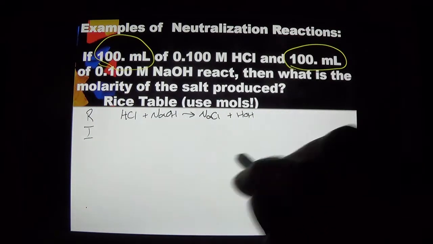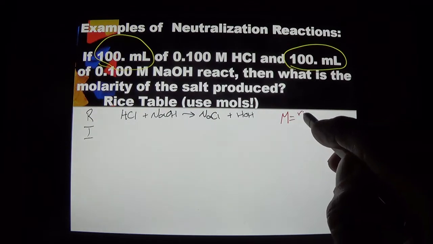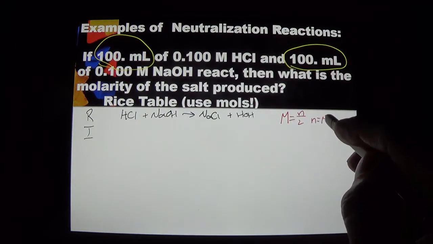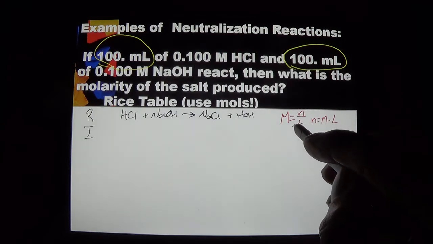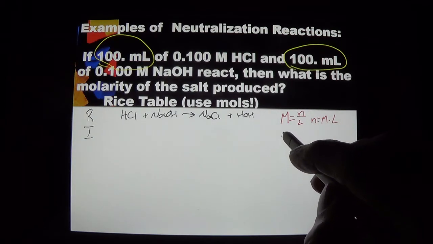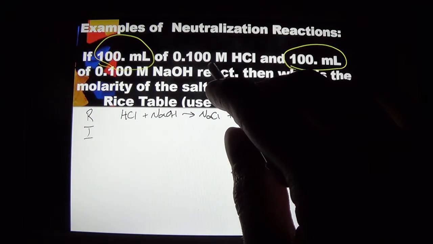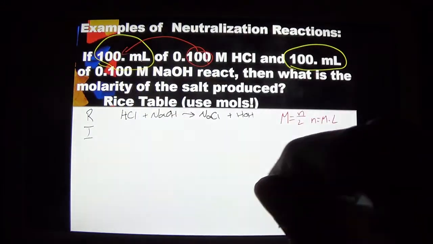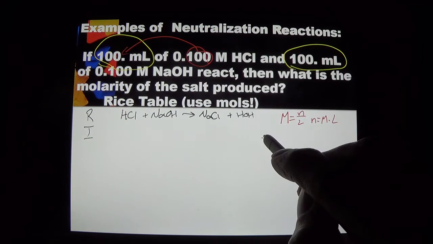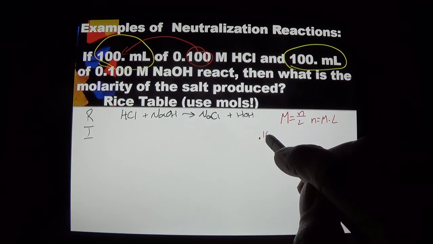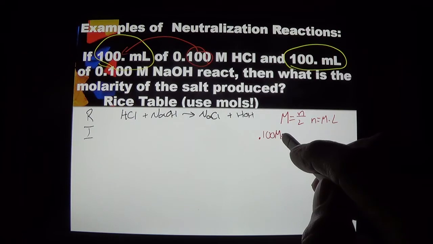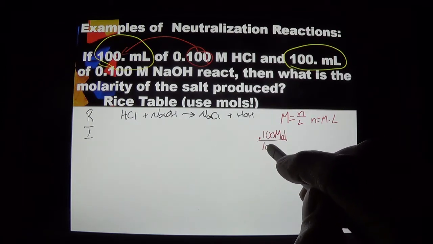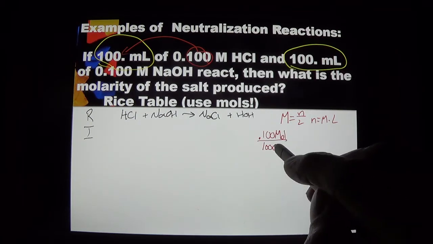So first off, I want to work in moles. And if molarity is moles divided by liters, then moles is molarity times liters. So to find the moles, I need to take the molarity times the liters. Oh, that's not liters, that's milliliters. So my molarity is 0.100 molarity, which is moles per 1,000 milliliters. Do you see how I made that change?